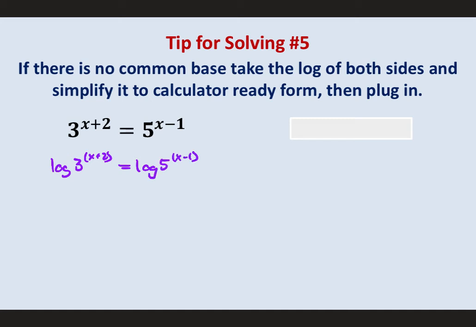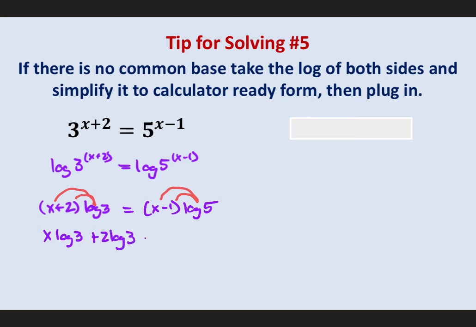We'll move those exponents down, so it'll become x plus 2 log 3 equals x minus 1 times log 5. Now what we're going to do a little bit different here, because it's not going to quite work out the way we want. What we're going to do is distribute our log to both pieces here. Same on the other side. Distribute our log to both pieces and kind of expand it out a little bit. So we'll get x log 3 plus 2 log 3 equals x log 5 minus 1 log 5.